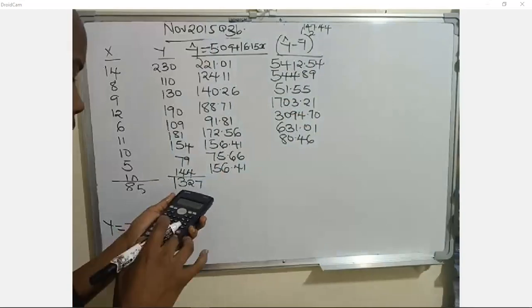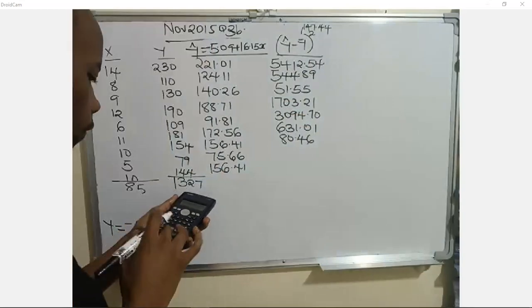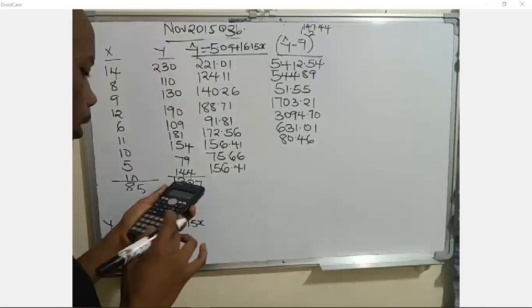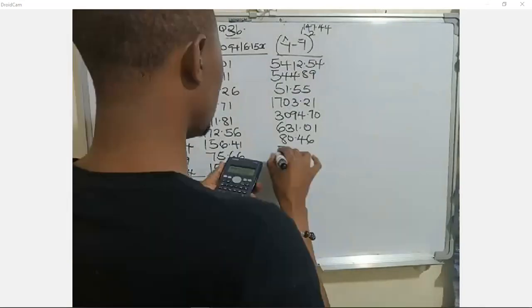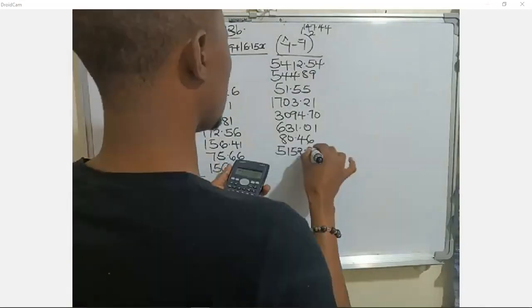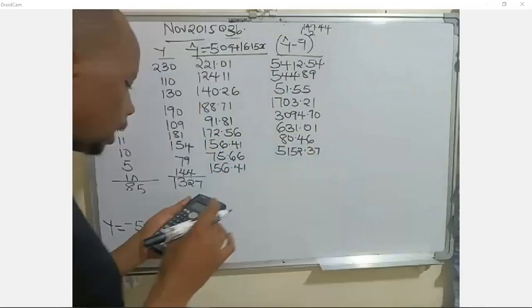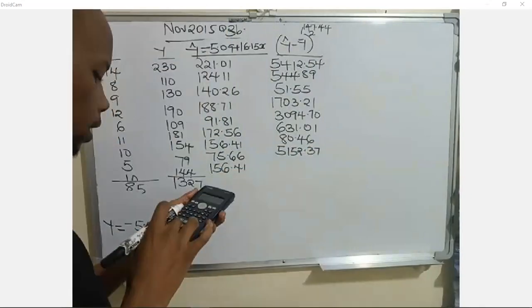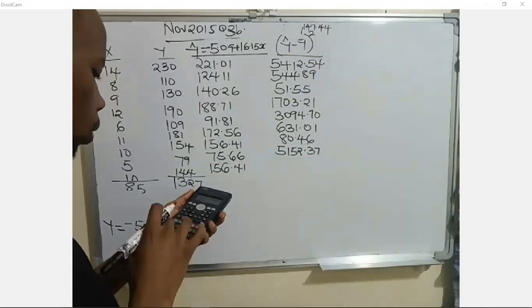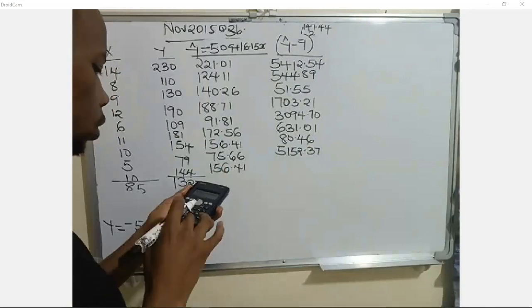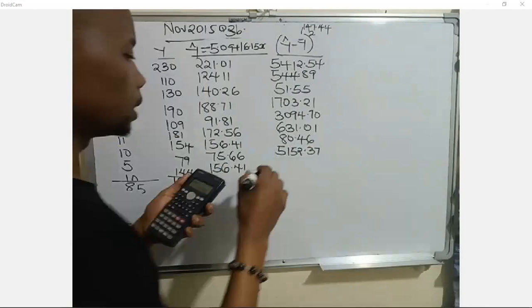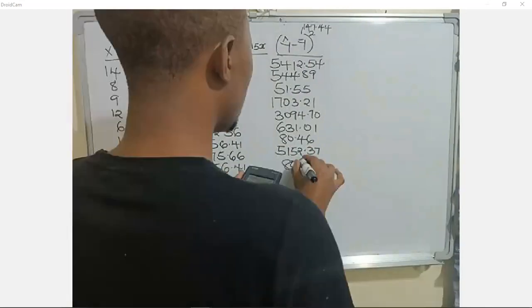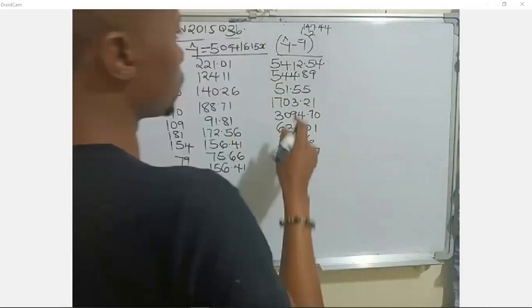75.66 minus 147.44 squared. I'll be able to get 5152.37. Then the last one will be 156.41 minus 147.44 squared. I'll be able to get 80.46. That already we have gotten the explained.